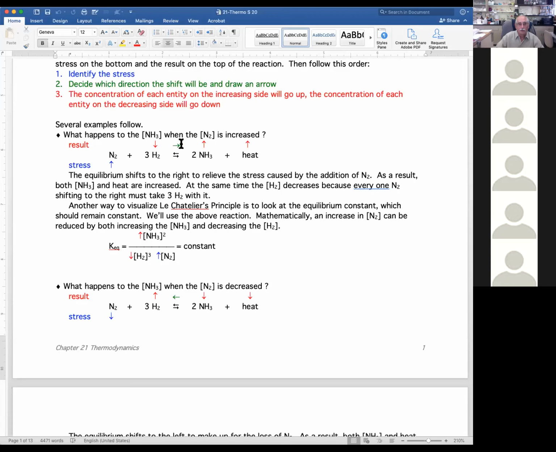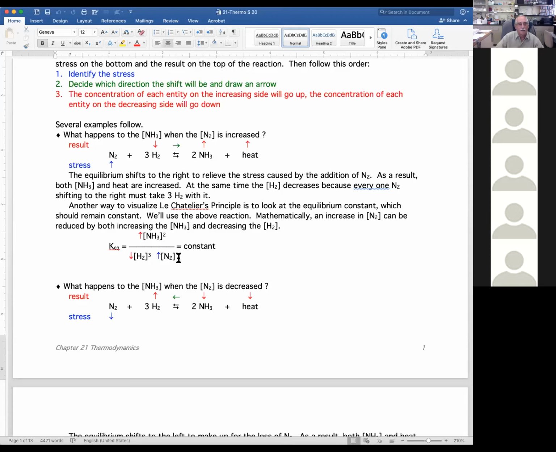Once the arrow starts going in that direction, I can see that everything over here is going to increase, and everything over here is going to decrease. So if you look at this one, this was the one that was stressed. You added more of that. This one decreases because every time one nitrogen molecule goes that way, it has to take 3 hydrogens with it. So the concentration of hydrogen is going to go down. And the ammonia concentration will go up.